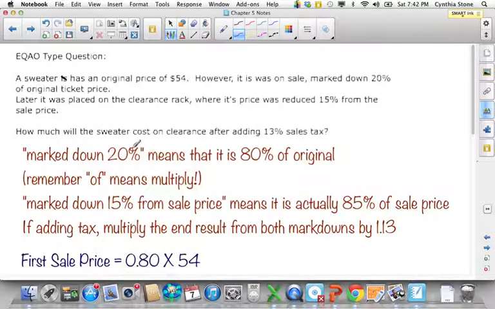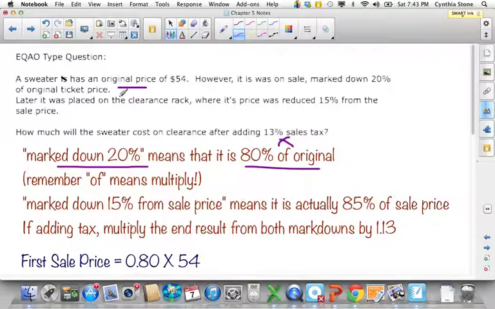So just some things that you need to understand. One is when it says marked down by 20%, what that means is that you're really paying 80% of the original, right? If you had bought it at this stage, before the clearance, you'd be paying 80% of the original cost. Remember, of means multiply, okay? Of means multiply.